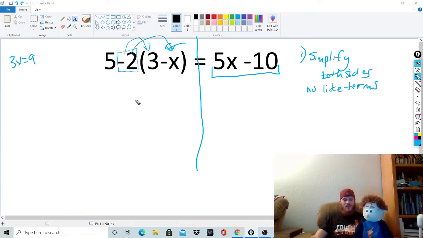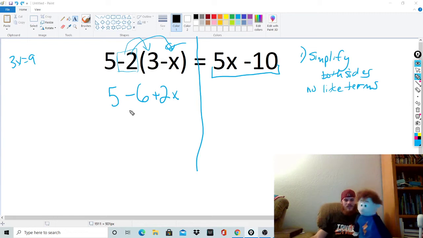So what is negative 2 times 3? Negative 6. Good. And then negative 2 times negative x. A negative times a negative, isn't that a positive? It is a positive, so that would be a positive 2x, right? You're just combining them, really. 2x. Oh, okay. Don't forget about your 5. That's here, too. All right, is that simplified all the way yet?